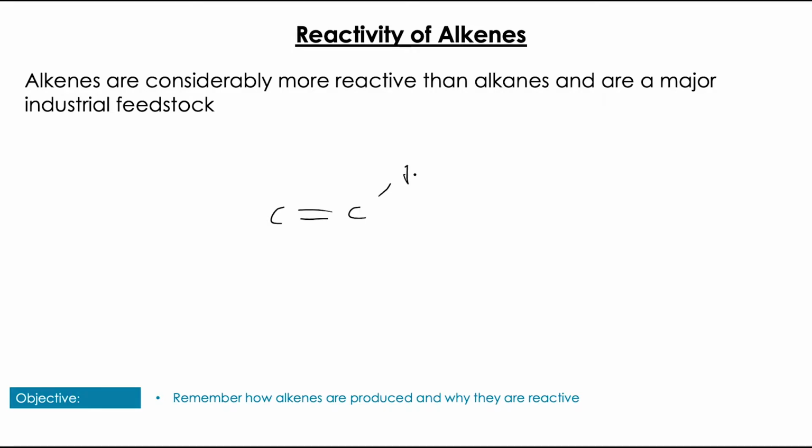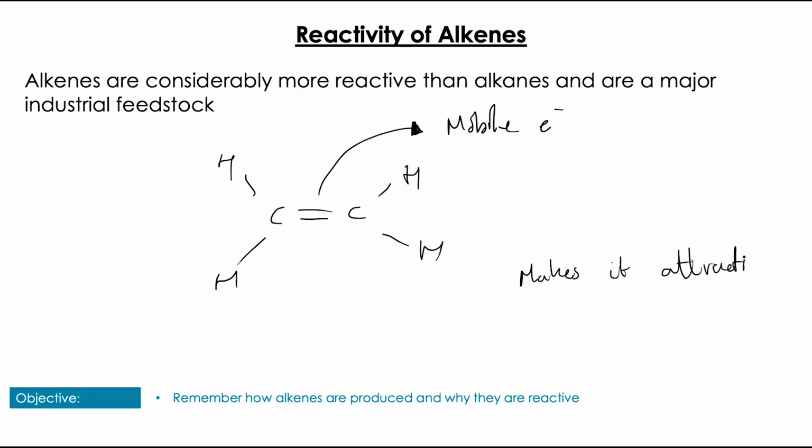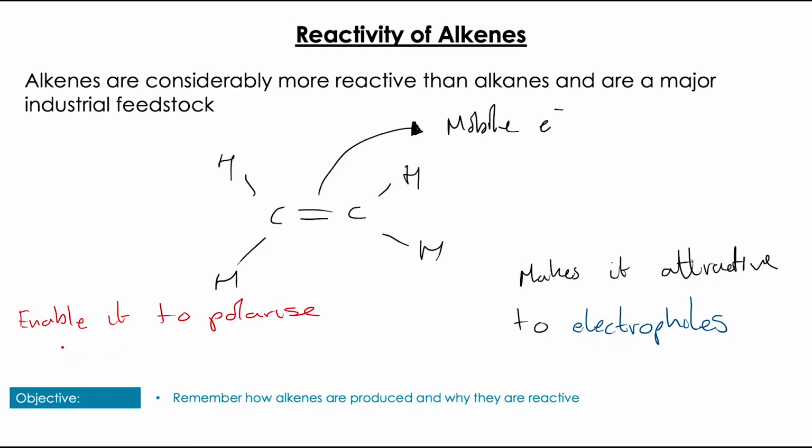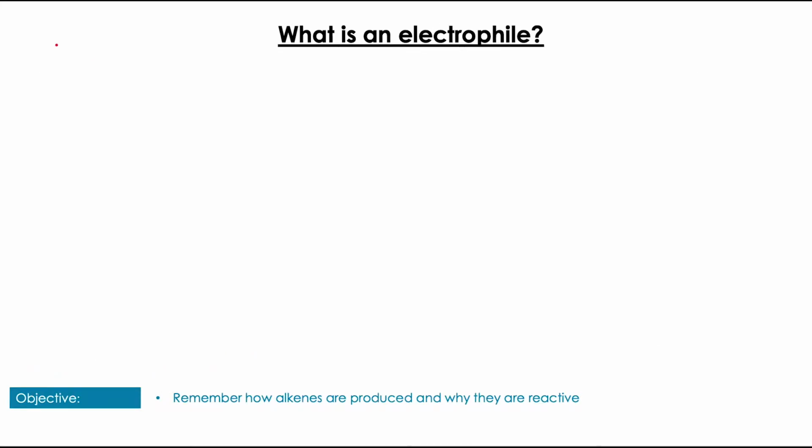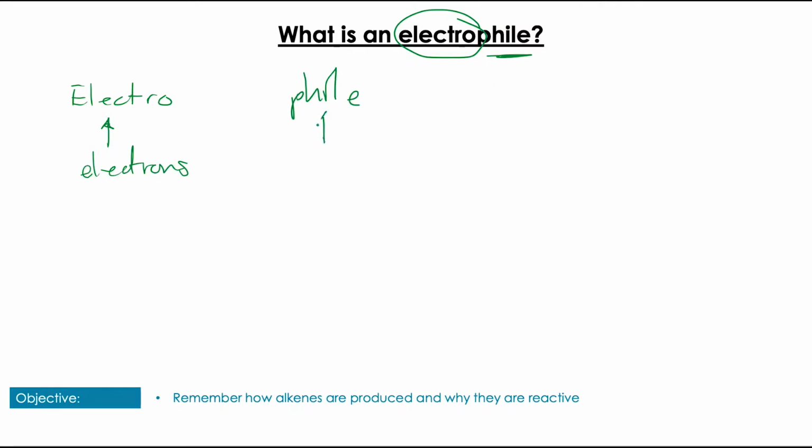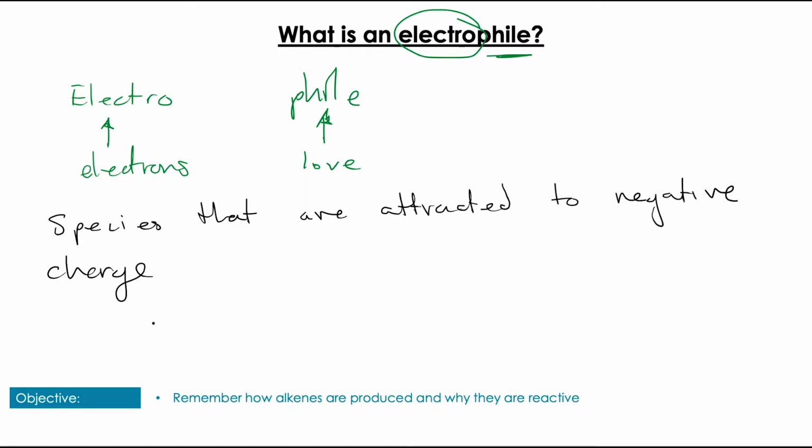So, in summary then, the reason that alkenes are more reactive than alkanes and they are a major industrial feedstock is because of this double bond, which allows them mobile electrons and makes them very attractive to electrophiles, as well as being able to polarize incoming molecules that come near it. So what exactly is an electrophile? Well, put simply, electro means negative from electron and phile means love. So it's something that loves electrons, or correctly, a species that is attracted to negative charge.